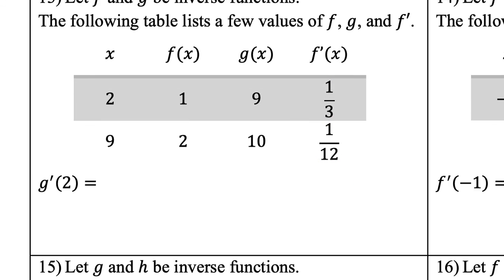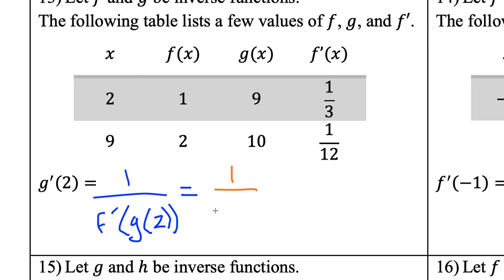Let's see. So this is going to be 1 all over f prime of g of 2. All right, so that's going to be 1 over f prime of, what's g of 2? G of 2 is 9. That's this one right here, right? F prime of 9 is 12, so 1 over 12. Keep it, change it, flip it. It's 12.